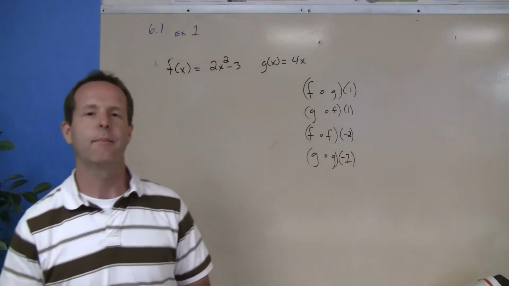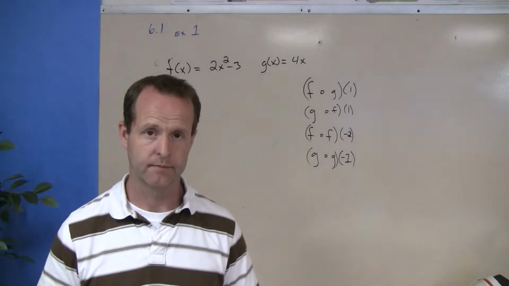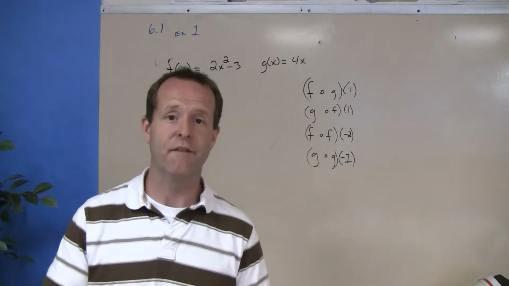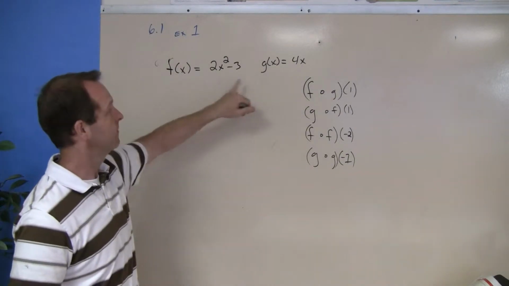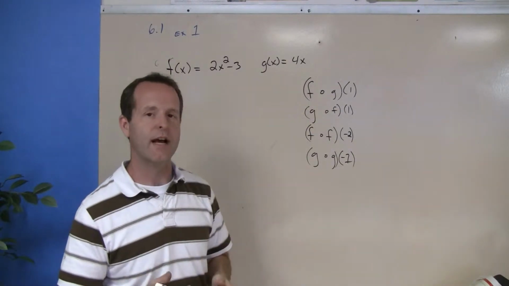I want to look at an example to help you understand how to deal with something called a composite function. A composite function is a function that's within a function. What I have are two functions, f of x and g of x. Then over on the right side, I have a couple of different ideas.